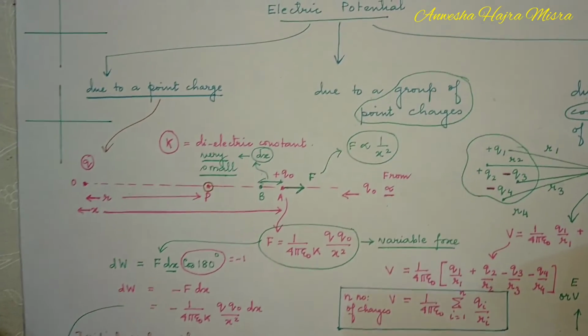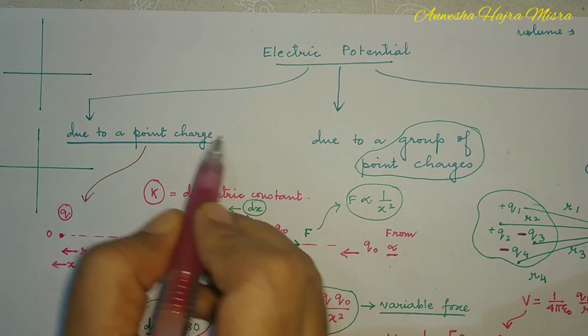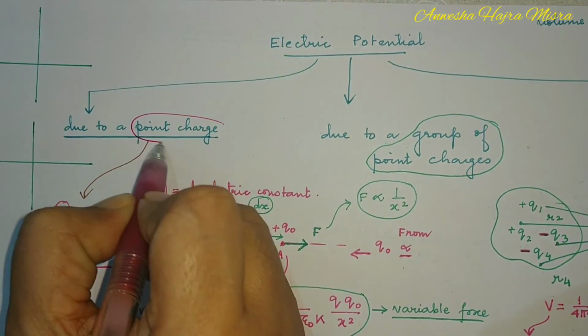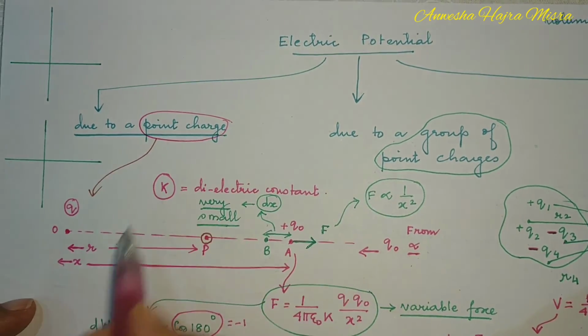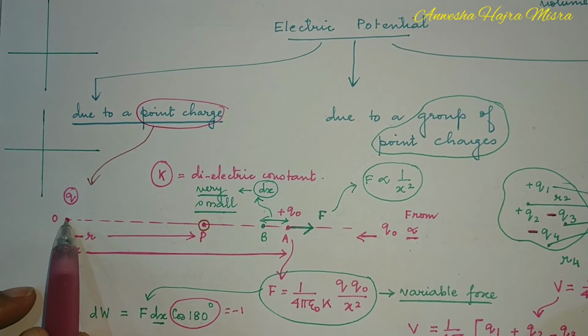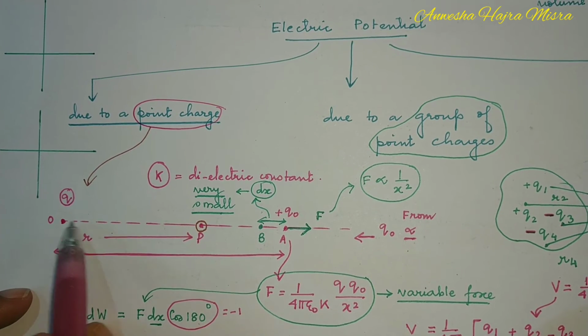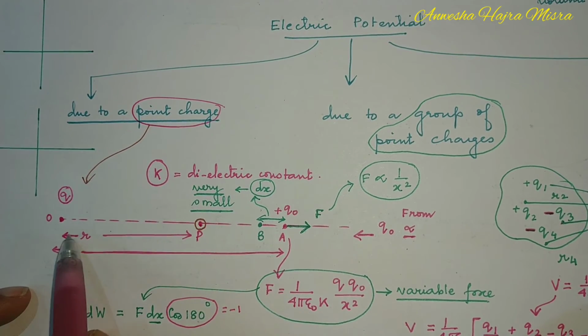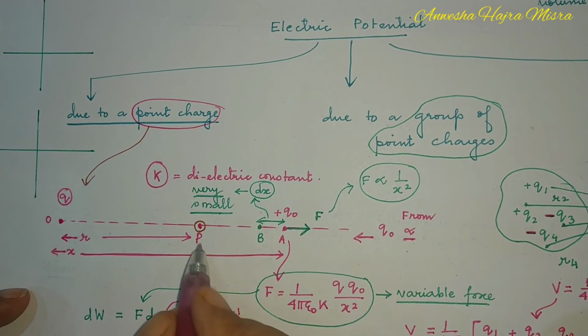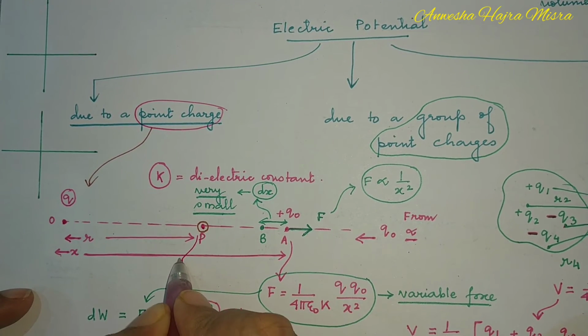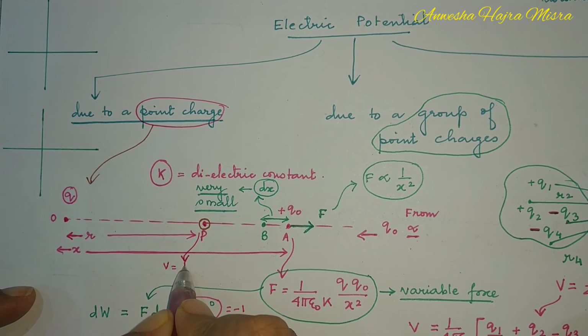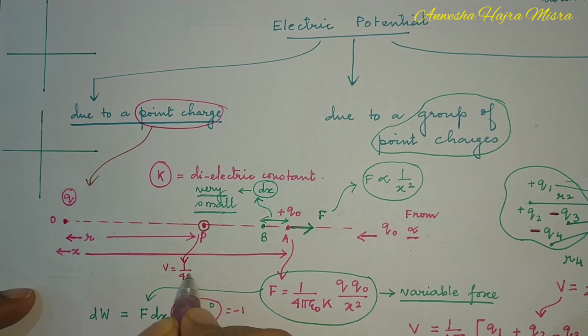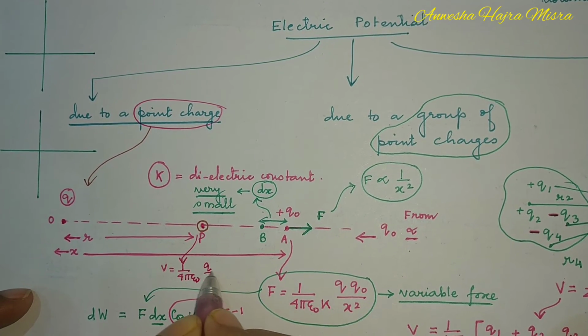One point to note for a potential due to a point charge, children. Now, here is a charge q. You want the potential at a point P at a distance r. What is the potential at point P? 1 by 4 pi epsilon naught, q by r.